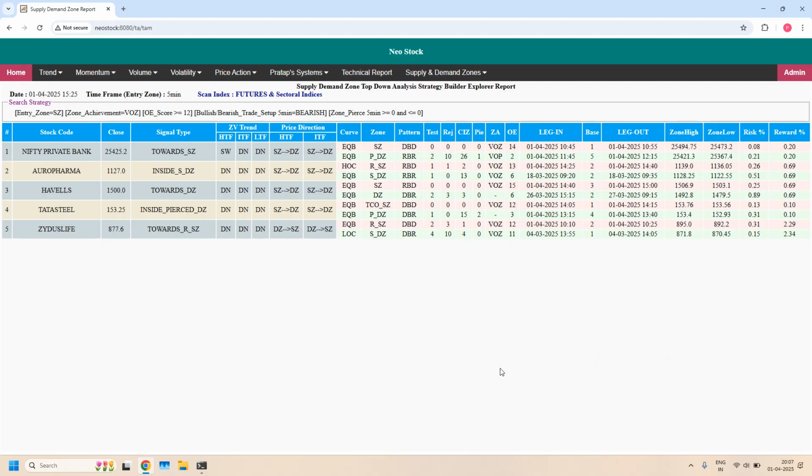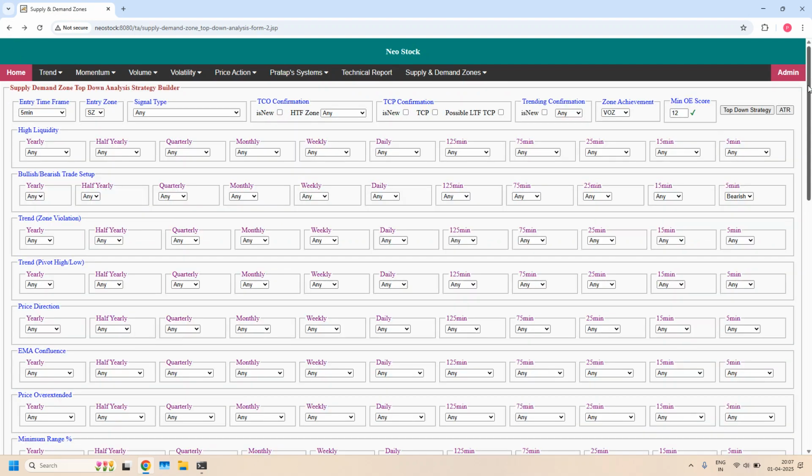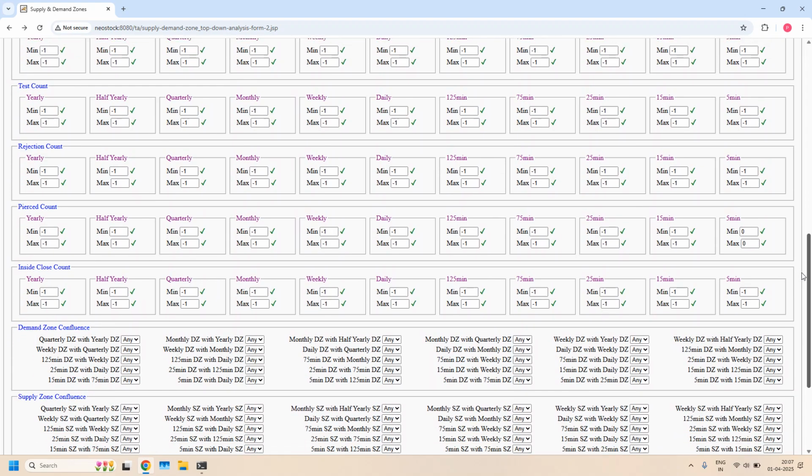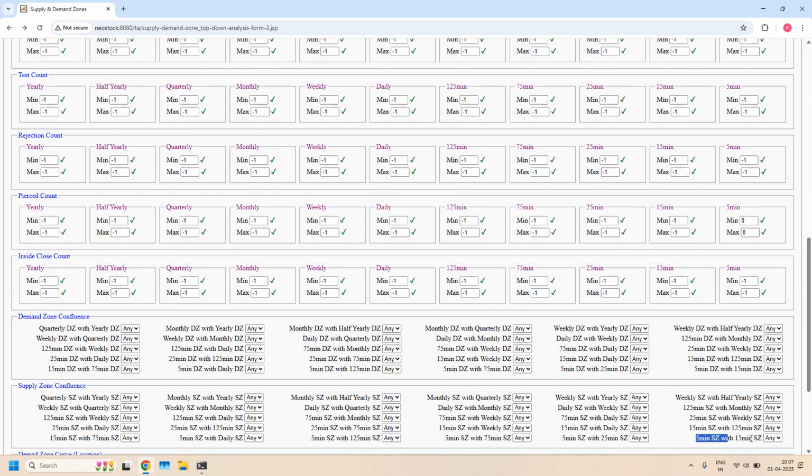In all these 5 stocks, the entry time frame zones are 5-minute supply zones. Out of these 5-minute supply zones, how many are having more probability to get success? Let's filter based on the zone confluence. First filter, LTF ITF supply zone confluence, that is 5 minutes and 15 minutes supply zone confluence. I enable the filter.